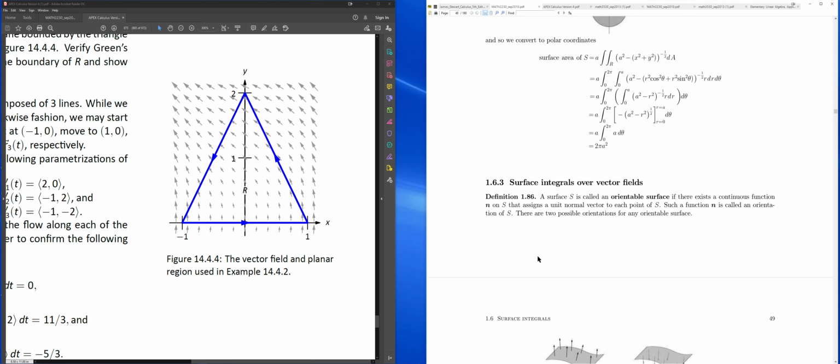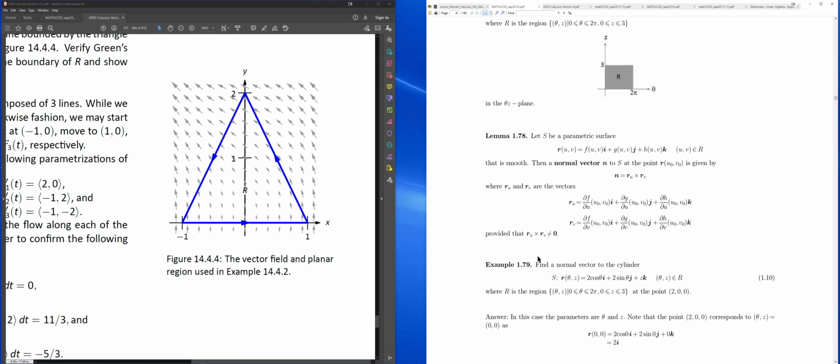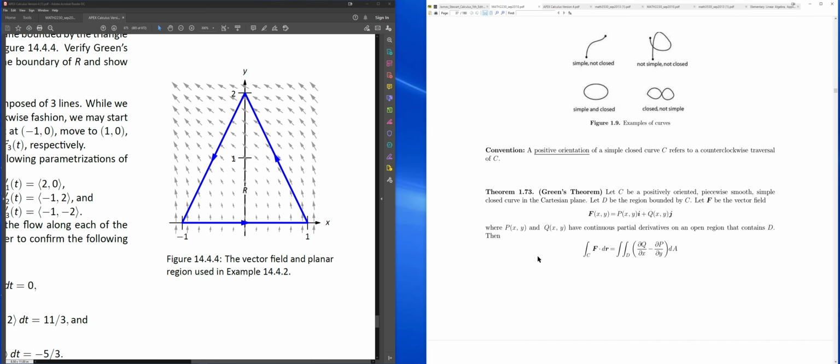So let's recall something that we saw in the case of a parametric curve. In the case of a parametric curve, such as this parametric curve, which is outlined in blue over here, notice it has a particular direction associated to it. You're going around this parametric curve, which is simple and closed, in a counterclockwise direction.